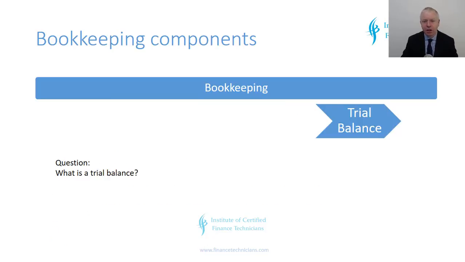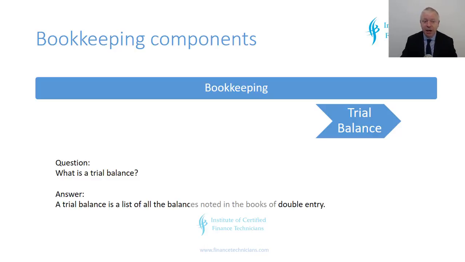So we look at the trial balance, and the question again is, what is a trial balance? And the answer is, a trial balance is a list of all the balances noted in the books of double entry. So in the books of double entry, there may be dozens, hundreds, thousands, or even millions of transactions, and all that would not give us much of a picture unless we could summarize it in some way. And that's what the trial balance does for us.